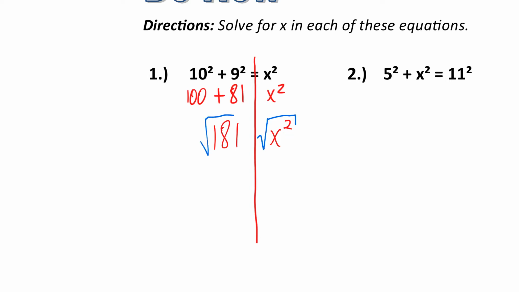If I square root that side, I've got to square root this side. Over on the right-hand side, that just goes to x. And what's the square root of 181? 13. Okay, so just as a decimal, 13.45 is what we get. Okay?